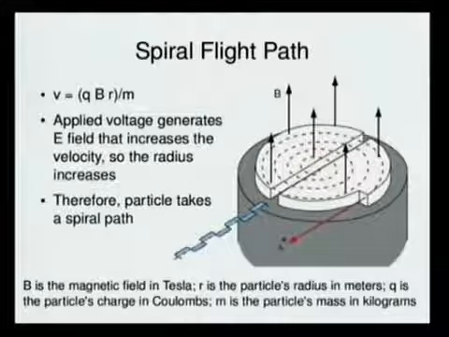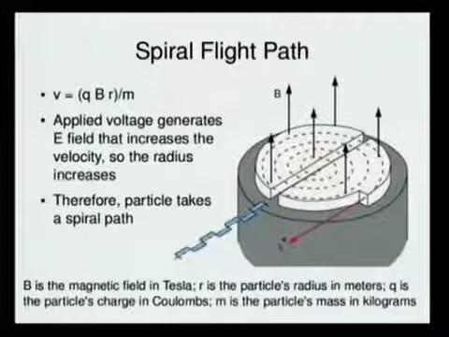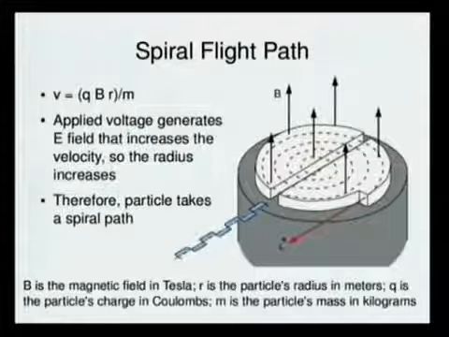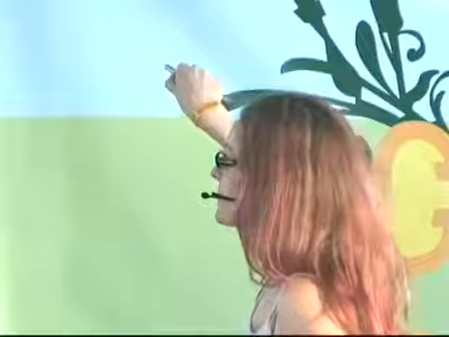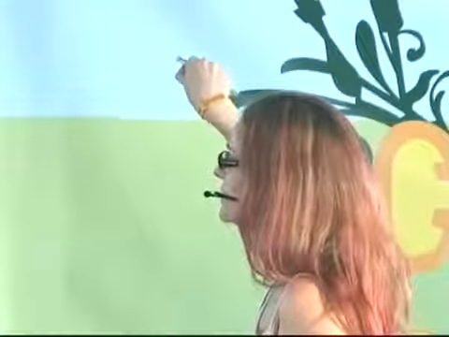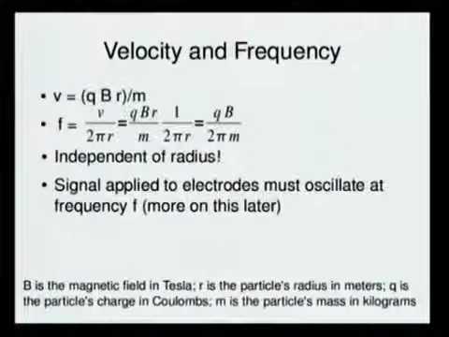Because the frequency is independent of radius, when the particles get out here they are moving a lot faster than they are in here. But it's timed correctly so that for all of the particles, you can switch at that same frequency, given by that equation. As I said, the signal that you apply to the two electrodes has to oscillate at that frequency f.